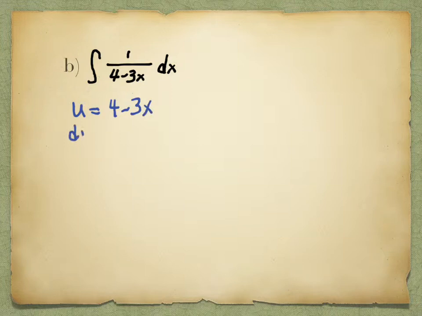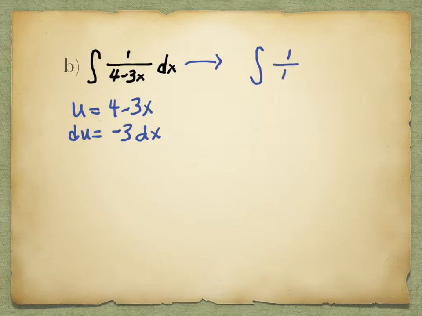Du. Good. I need the derivative of that. What is the derivative of 4 minus 3x? Negative 3. dx, actually, right? All right, so then I'm going to change this expression. This expression is going to change into the integral of what? 1 over u du. Seems to be missing something still, though. That negative 3 has got to come into play somehow, right? Because it wasn't in the original expression to be eliminated with.